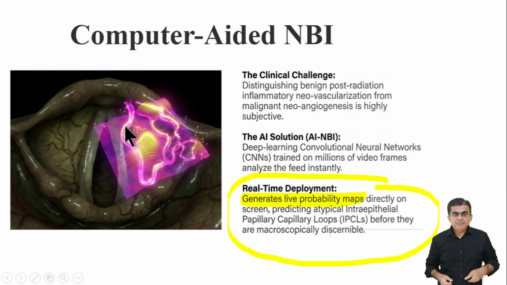As we discussed earlier, we call these abnormal vessels IPCL. The AI can successfully predict where these cancerous loops are long before our human eyes can even see a mass. This incredible technology completely removes the human guesswork from our surgical evaluations. It guarantees that we can safely catch a local recurrence at the absolute earliest microscopic stage.